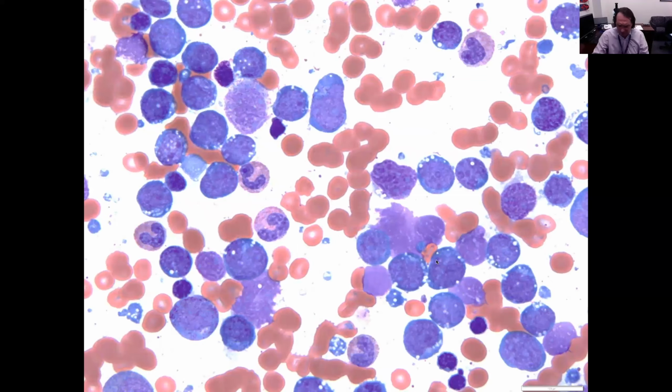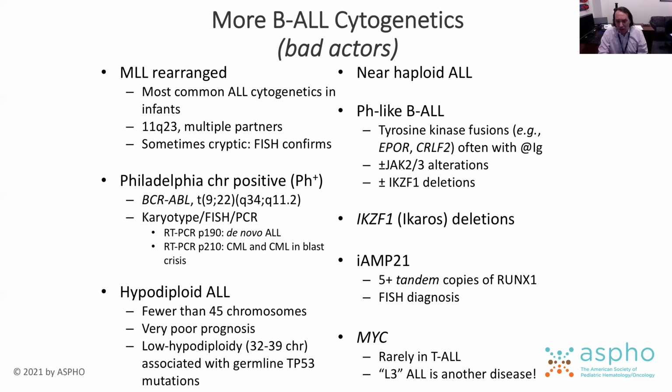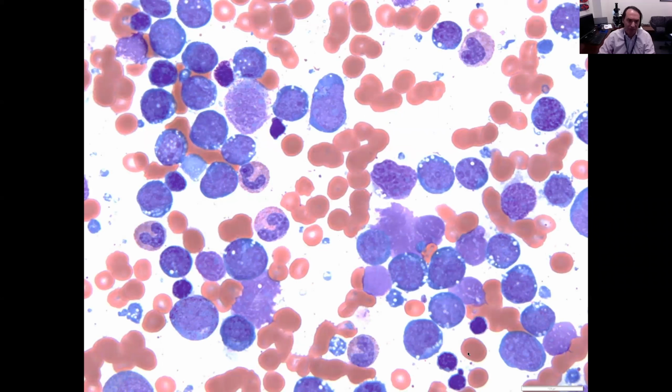By virtue of doing fluorescence in situ hybridization for RUNX1, we've also discovered a new group of ALLs in which the RUNX1 gene is amplified in 5 or more copies in a tandem fashion. This can be identified really truly only by FISH. MYC, which I'll remind you is commonly translocated in Burkitt leukemia or L3 leukemia, is a completely other disease, but it can rarely be seen as an adverse prognostic translocation in T-ALL.